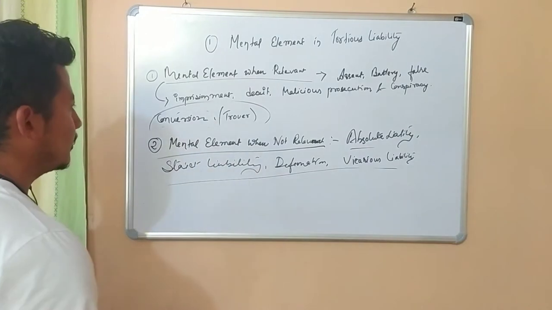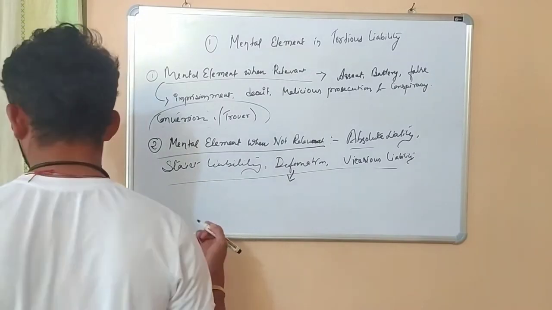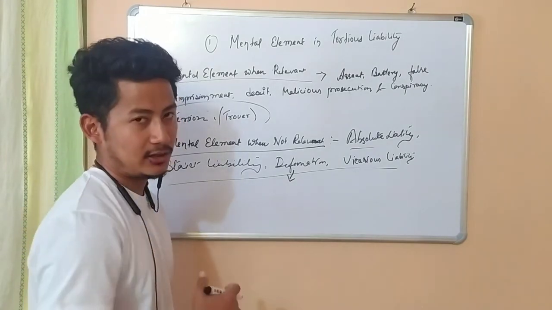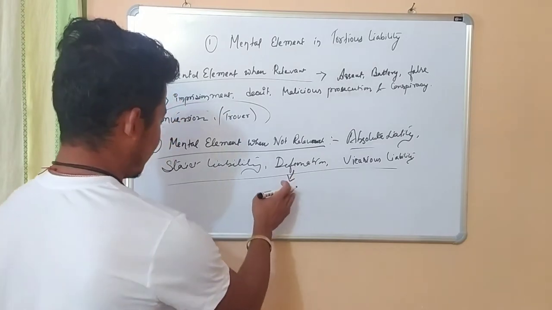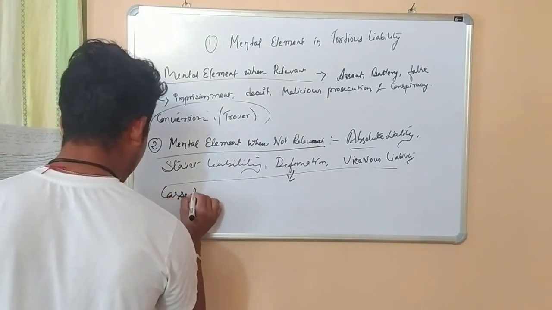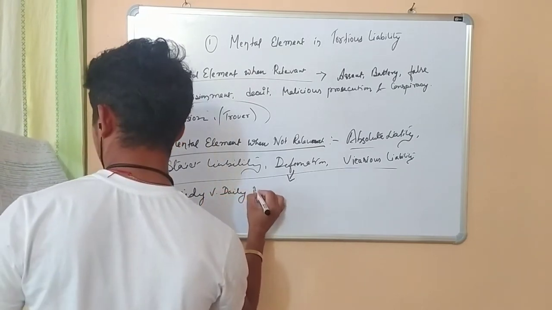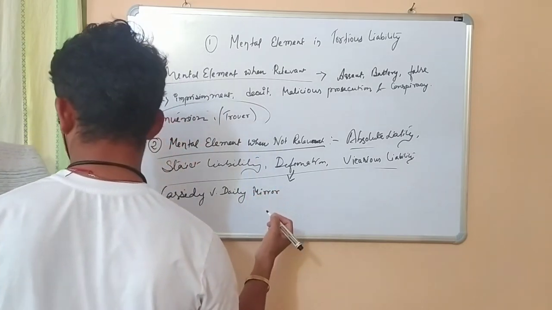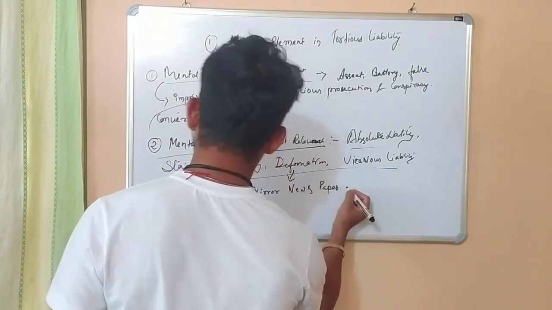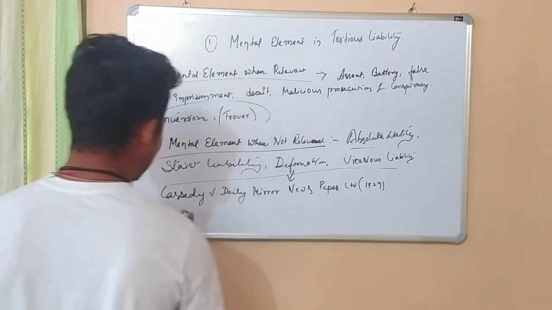In the case of defamation, there are important cases which I wanted to tell you. Please note them down, because you might get questions in your exam related to this tort. These cases are really important. Cassidy, C-A-S-S-I-D-Y, Cassidy versus Daily Mirror Newspapers Limited, 1929. So what happened in this case?